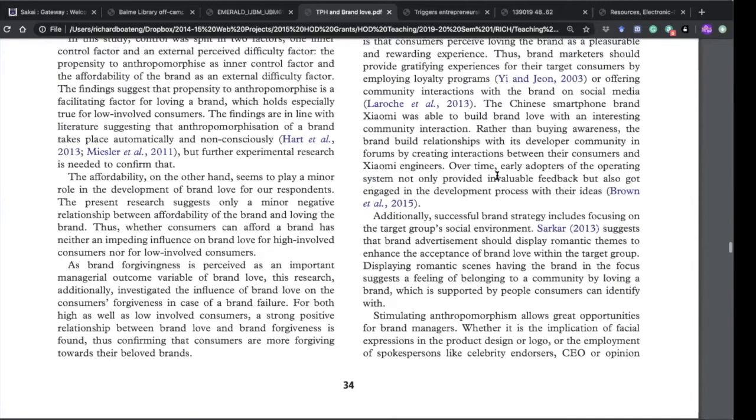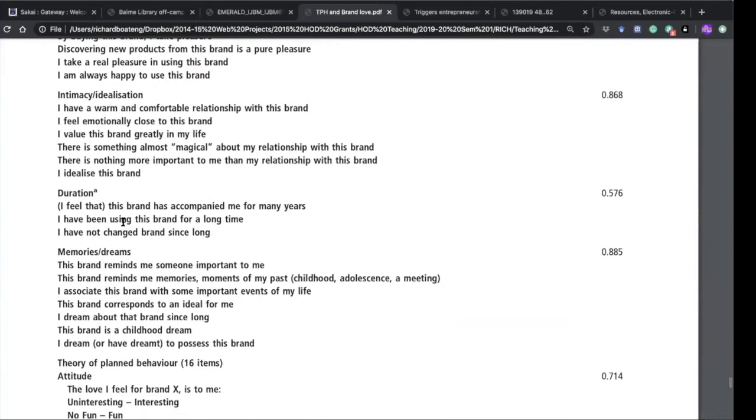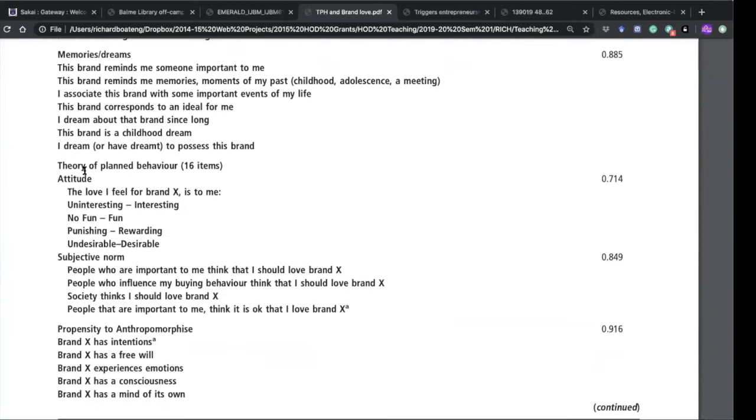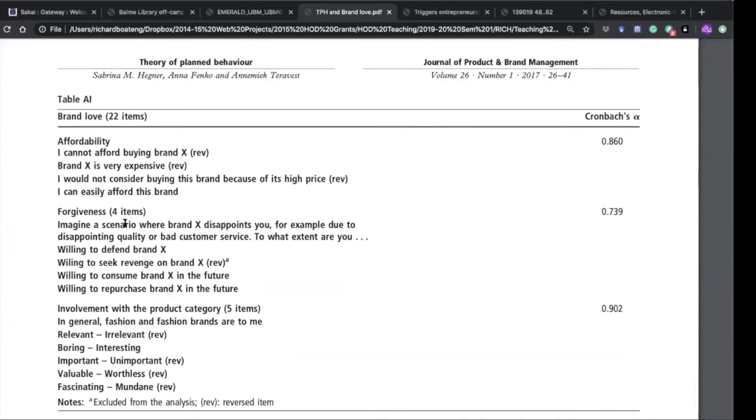I want to see whether the questionnaire is here. Can you see the questionnaire is here? Good. So uniqueness, pleasure, intimacy, duration, all of these are part of it, duration is involvement, I think. Those are brand love elements. Then theory of planned behavior, 16 items: attitude, subjective norm, propensity to anthropomorphize, and then affordability, leading to forgiveness and involvement.